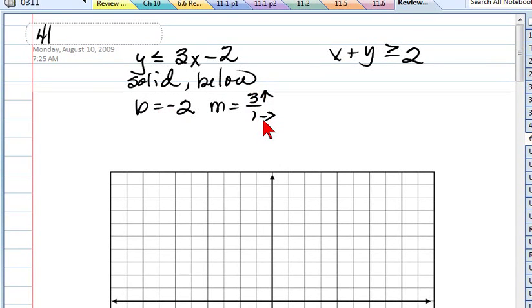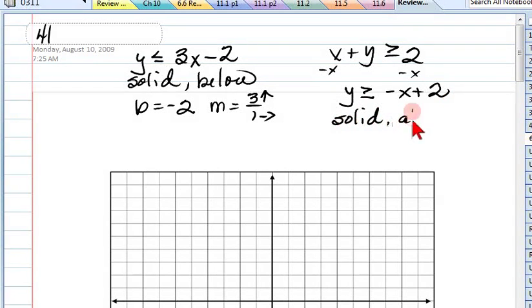The second line's not quite right. I need to subtract x from both sides so that I have y is greater than or equal to -x plus 2. This is again solid. It is above. I'll begin at 2. My slope is -1, so I'll go down 1, right 1.